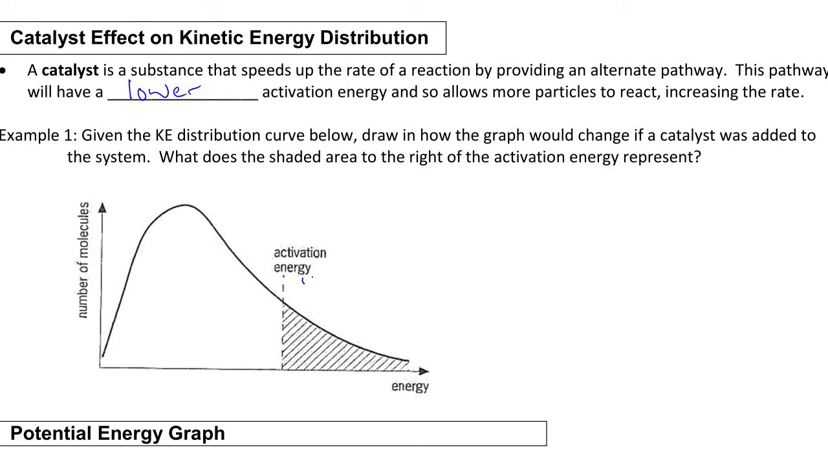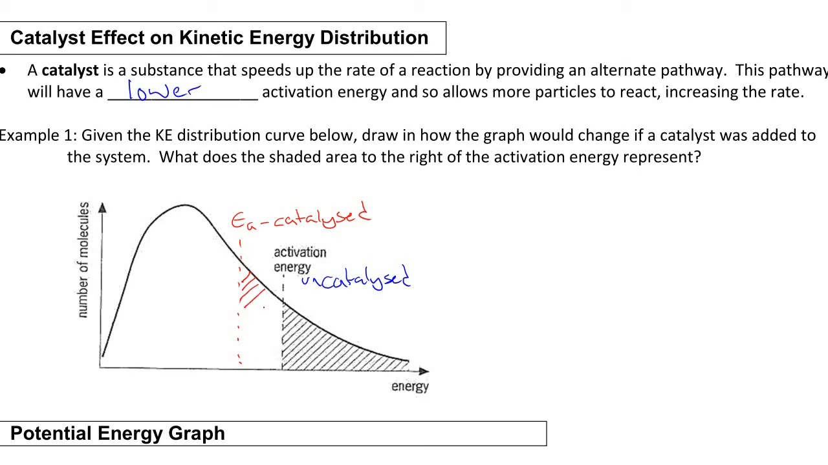So this is what we would call, in this case, our uncatalyzed reaction. But what happens when we add the catalyst is that amount of energy actually decreases. So the energy required for the particles to react decreases. So the activation energy, the amount of energy required, decreases. So there becomes our new activation energy for our catalyzed reaction.